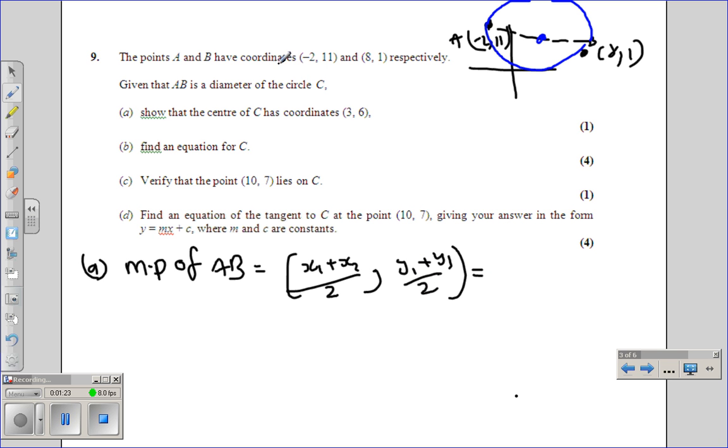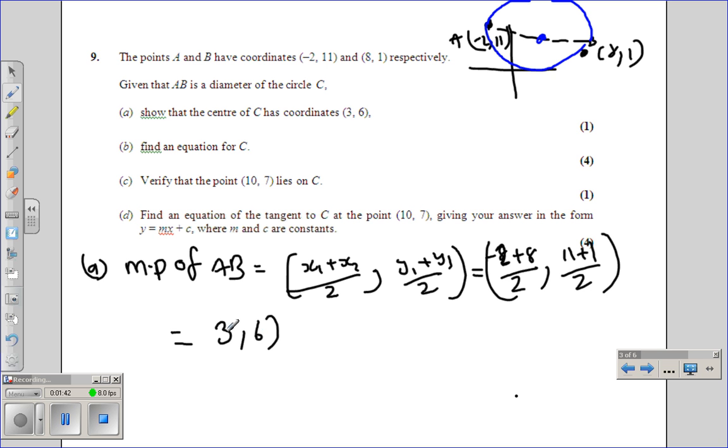So you end up getting minus 2 add 8, halving it, and 11 add 1, halving it. So you end up with 6 over 2 is 3 and 12 over 2 is 6. And that will get you the 1 mark. Even if you just write this bit here, that'll get you the 1 mark there.